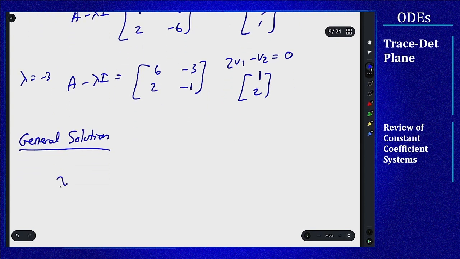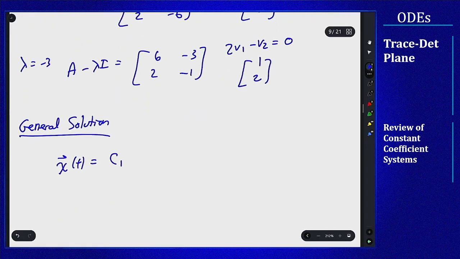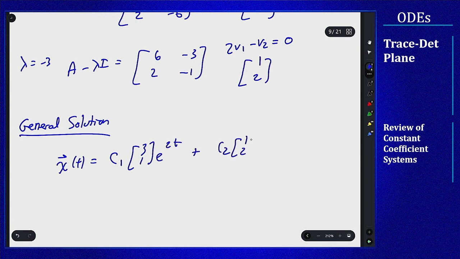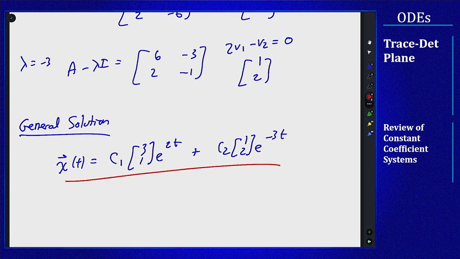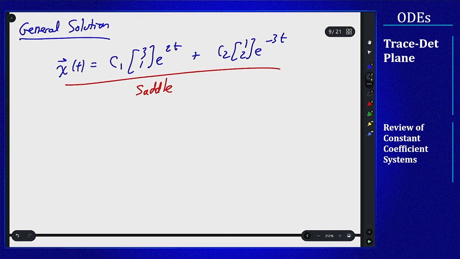So therefore, my general solution will be x of t is c1. Our first eigenvalue was 2. The eigenvector is (3, 1). So c1 (3, 1) e to the 2t plus c2 (1, 2) e to the -3t. Because we have two eigenvalues of different signs, this will be a saddle. And so our phase portrait should show that.